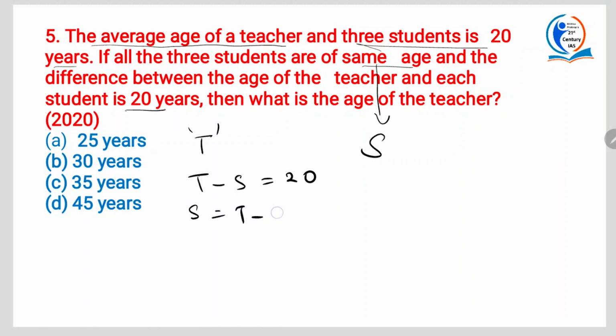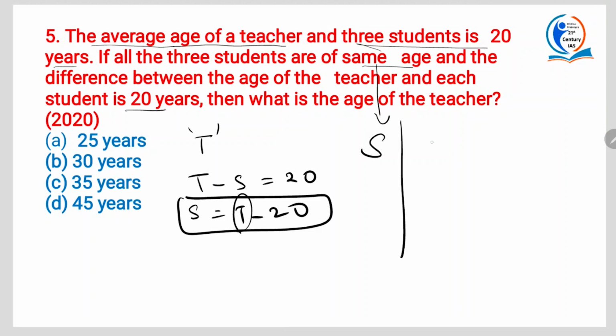S is T minus 20. All right. So we are supposed to find T, no? So substitute the value of S in terms of T. All right. And the average, what is the average? Average of one teacher and 3 students. That means 4 people, no? So you have to put 4. It is how much? It's 20.